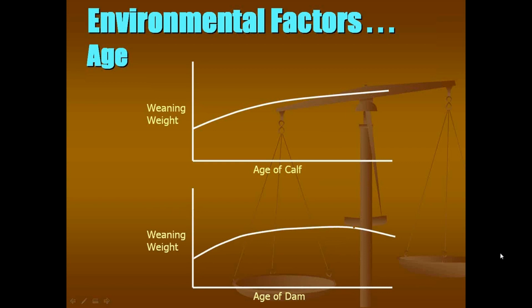And we know young dams don't milk as much. Maybe they're not quite as good of mothers, and they don't wean as heavy a calf. As they move on towards maturity, if they hit 5 years old, somewhere between there and about 10, they pretty much plateau. And as they get on into their elderly stage, we tend to see a tapering off in weaning weight of their calf.